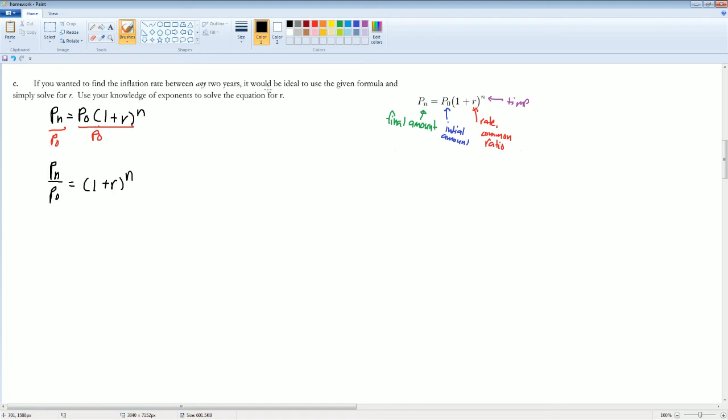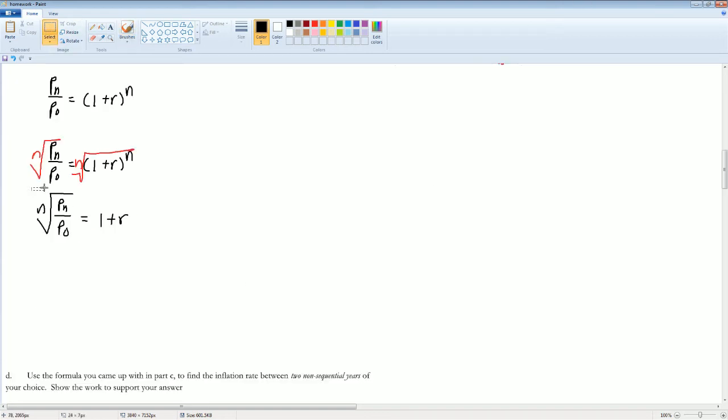Okay, how do you get rid of the N? Let me rewrite this. Copy, paste. Okay, here's the line. Now I'm going to get rid of the exponent by taking the Nth root. That's an ugly radical. And this is to the power N. Here I'm going to also take the Nth root of this. So what do I have left over? I have the Nth root of Pn over P naught is equal to 1 plus R.